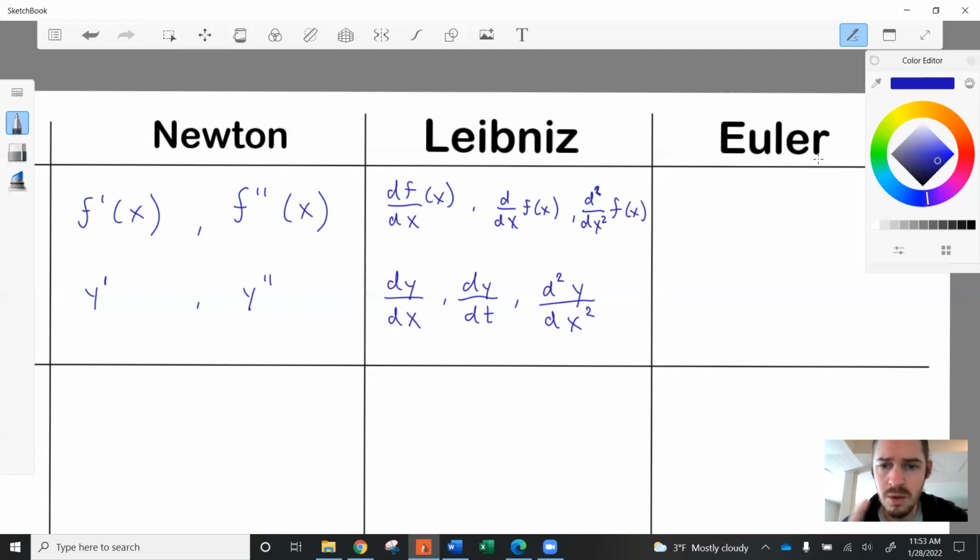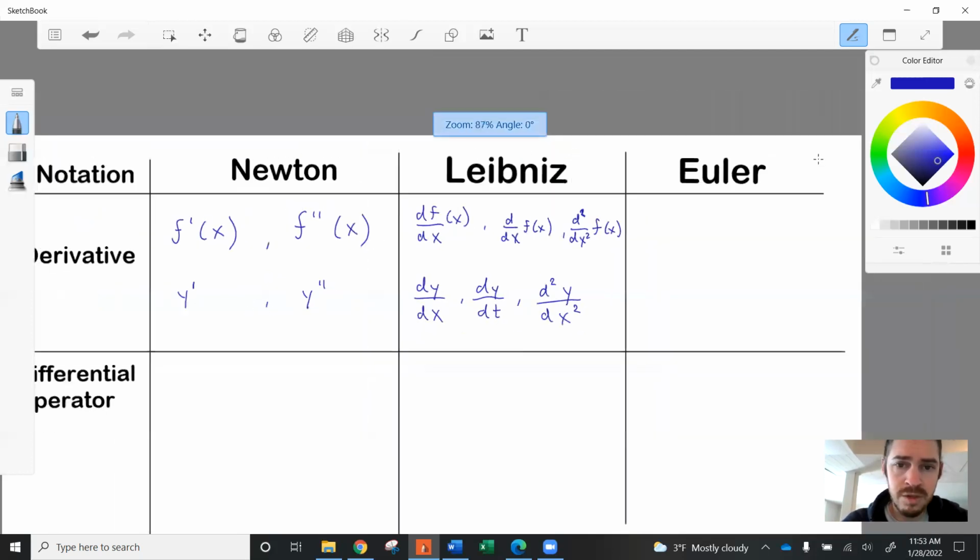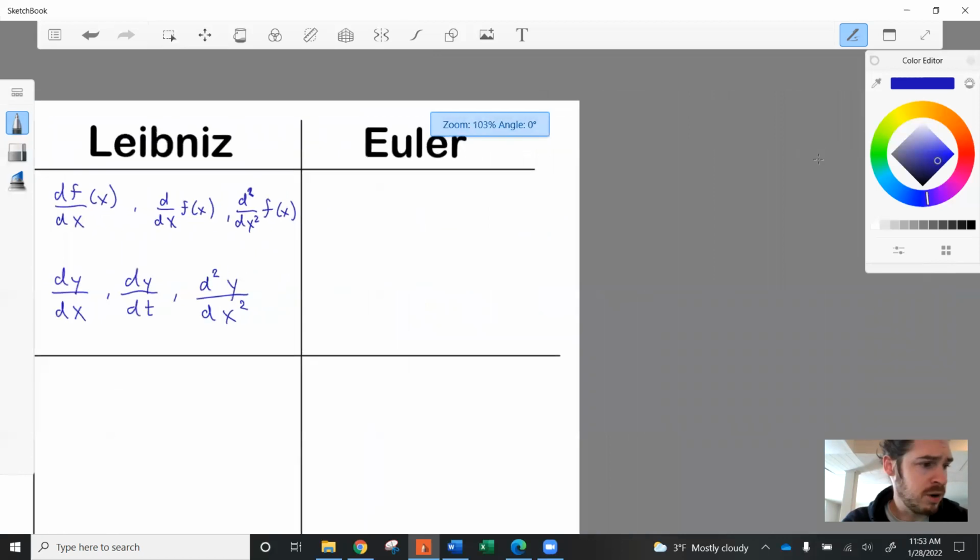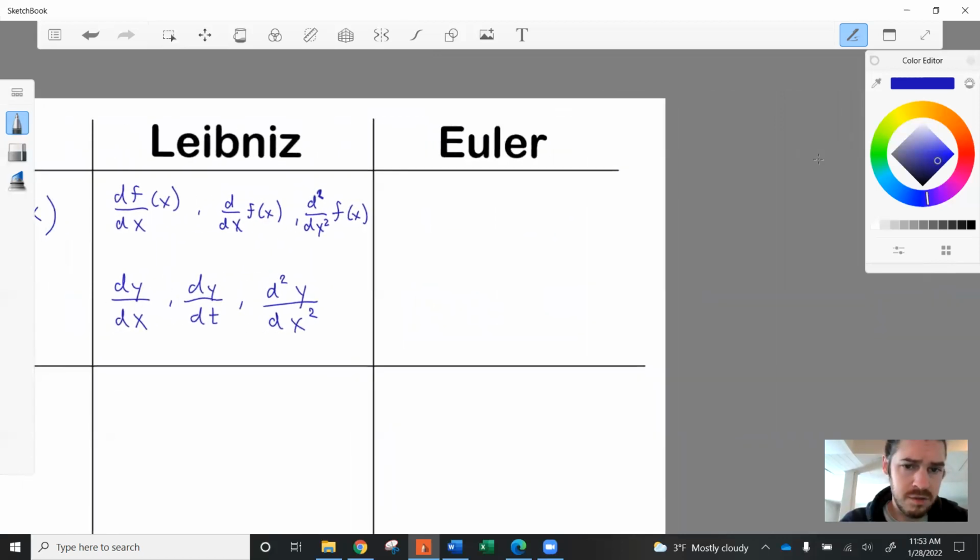I'll talk about why it looks like that in a minute here. So that's the Leibniz notation. Euler notation looks like this.